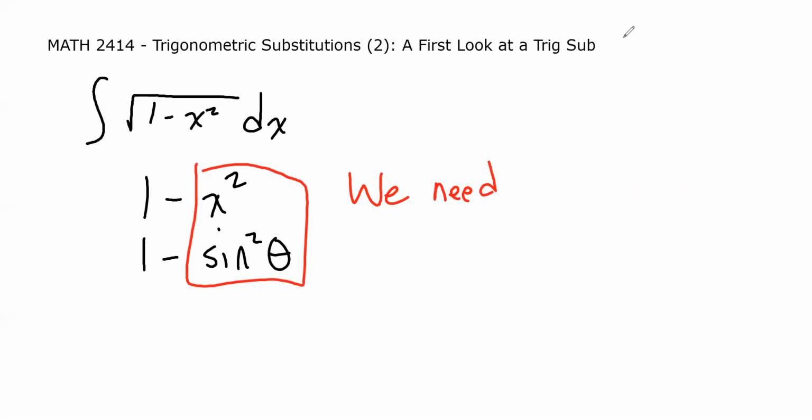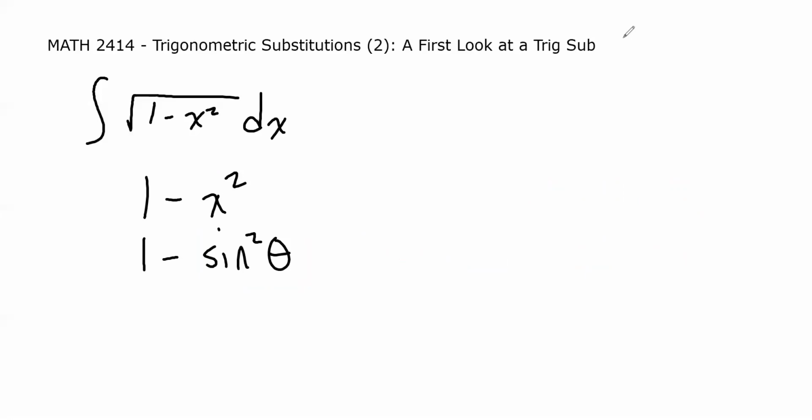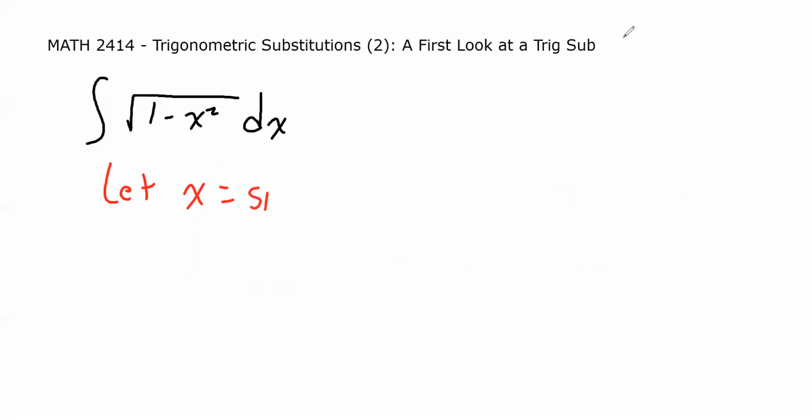So based on the fact that 1 minus x squared has the same structure as 1 minus sine squared, we're going to make the substitution x equals sine theta. Let x equal sine theta, and then proceed like we normally would. Then dx, the derivative of x, well, the derivative of sine is cosine theta, d theta.